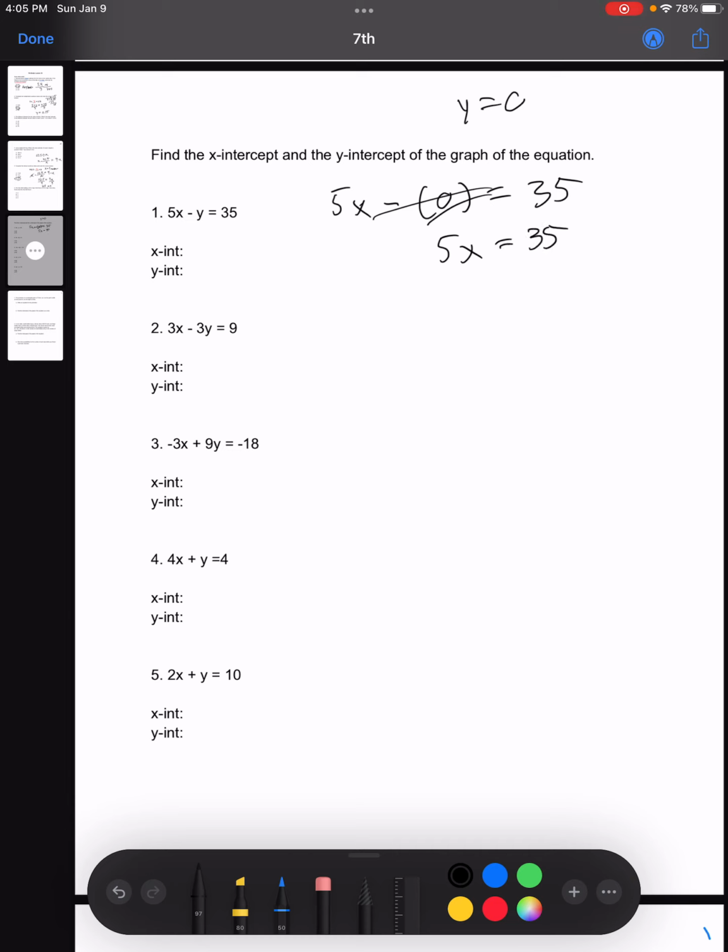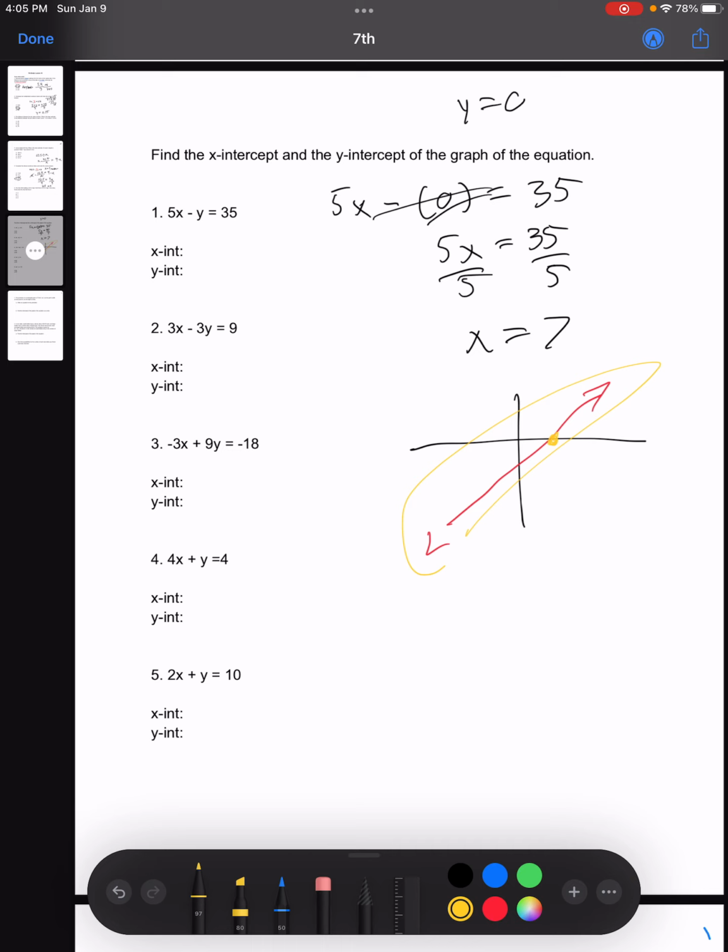We divide both sides by 5, and we see that x is equal to 7, meaning that the value of x at which this line would intercept is 7. So say this line is the one represented by 5x minus y. It would intercept this x-axis at 7. And we want to write our x and y intercepts in coordinate form. So we would write (7, 0).